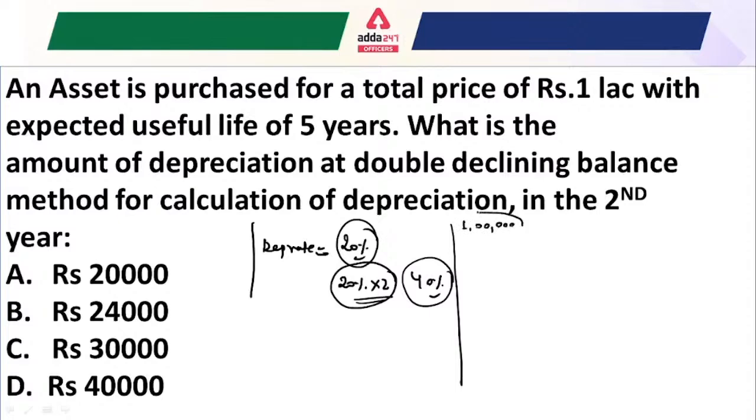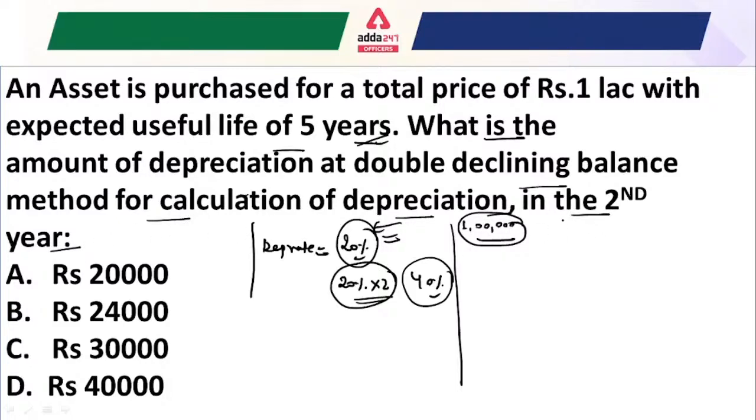So this is the asset which is purchased for 1 lakh rupees, and the expected useful life of 5 years. By this we find out the depreciation rate, and what is the amount of the depreciation in the double declining balance method for calculation of the depreciation in the second year. So for the second year we have to calculate.